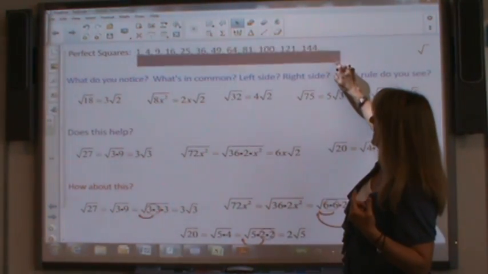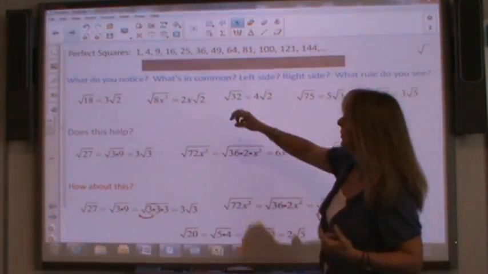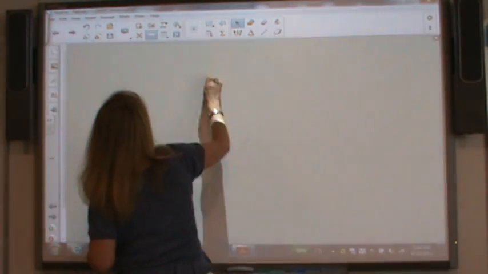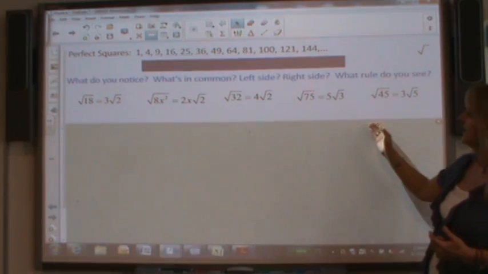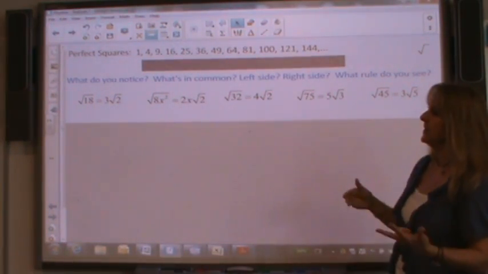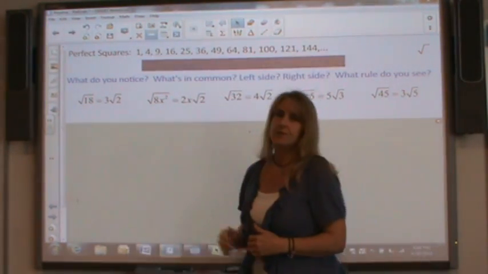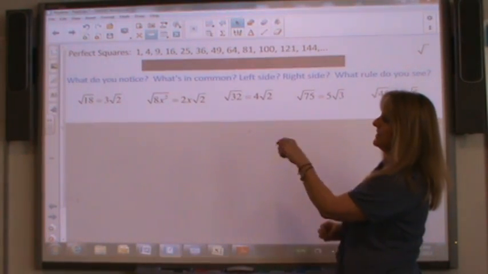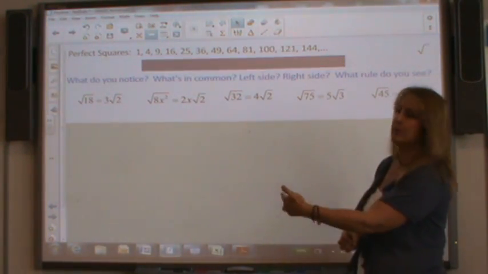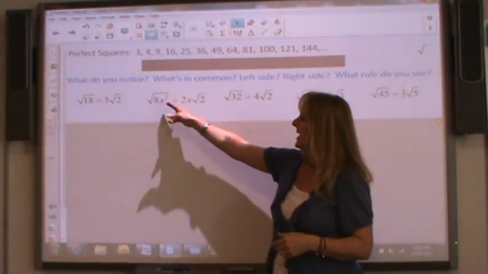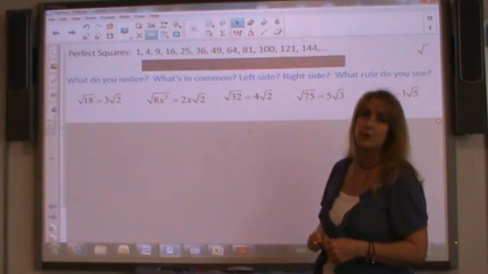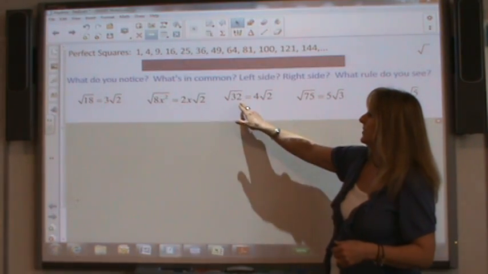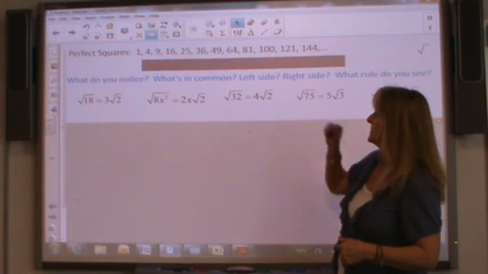Okay, again, keeping in mind what our perfect squares are, what I'd like you to do is take a look at what I have here. What do you notice about the left side and the right side of each of these equations? For example, I have the square root of 18 equals 3 times the square root of 2. The square root of 8x squared is equal to 2x times the square root of 2. The square root of 32 equals 4 times the square root of 2.